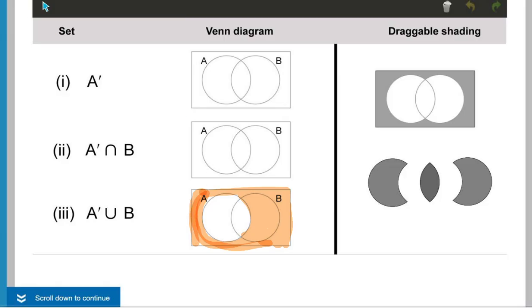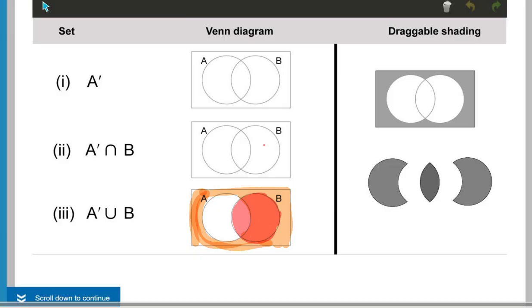Now we'll have to shade B as well. So I'm going to shade the entirety of B. And here you go, that's the answer.